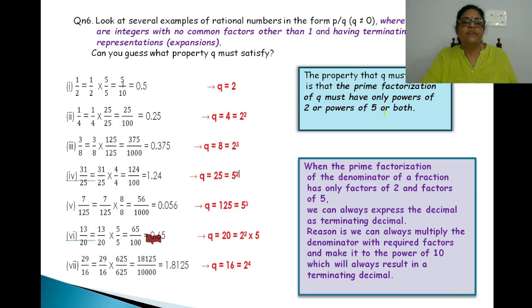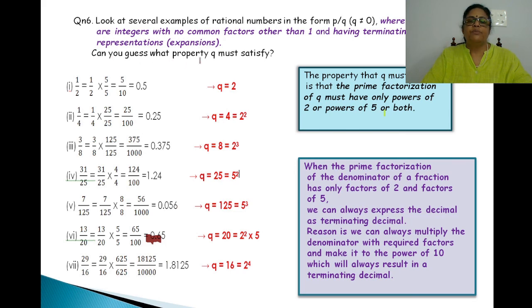Here the denominator has the powers of 10. Here 10 raised to 1, 10 raised to 2, 10 raised to 3, 10 raised to 2, 10 raised to 3, 10 raised to 2, 10 raised to 4. Powers of 10. So if the factors of the denominator have only powers of 2 and 5, we can multiply the denominator with the required factors and make it powers of 10, which will always result in a terminating decimal.